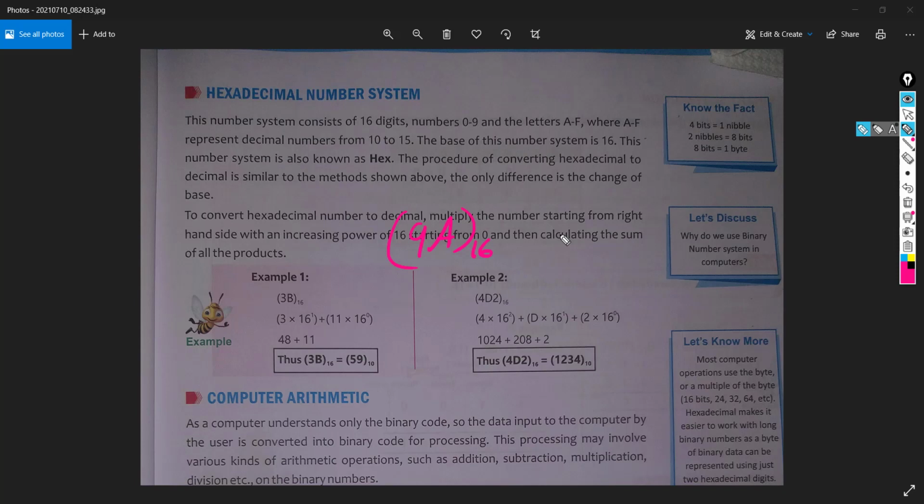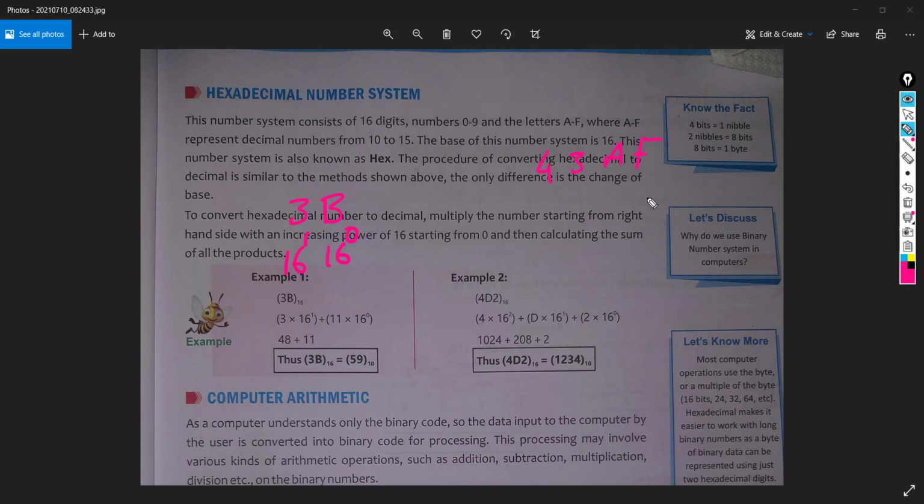So let's see how to convert the hexadecimal number system into the decimal number system. Students, we have learned how to convert binary into decimal and decimal to binary. Here, in 3B, we need to consider positional value. The positional value of the LSD, the least significant digit, is 16 raised to 0, and for the next digit, 16 raised to 1.